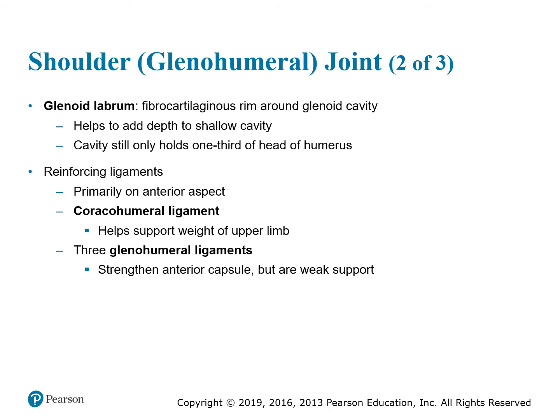Additionally, in the shoulder joint, we have reinforcing ligaments, primarily on the anterior aspects of the shoulder joint. The coracohumeral ligament is named from where it comes from and where it goes to, the coracoid process to the humerus, and it helps support the weight of the upper limb. We have 3 glenohumeral ligaments, which strengthen the anterior capsule, but are a rather weak support.